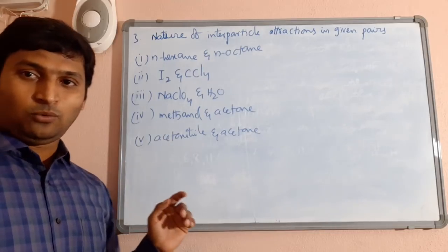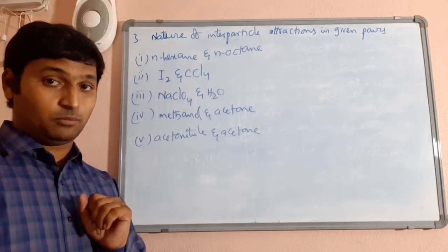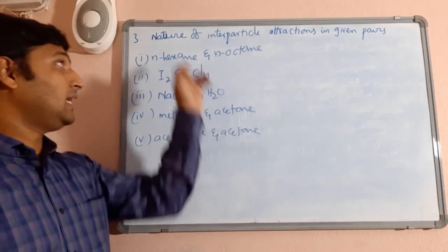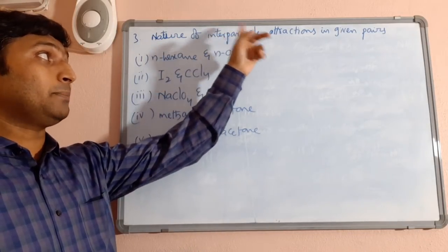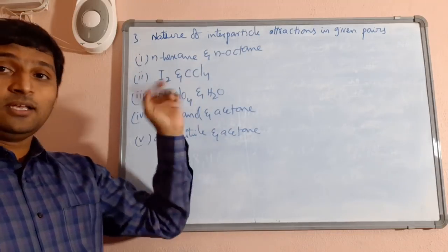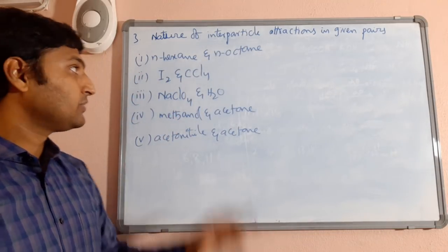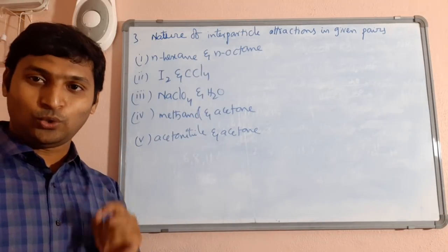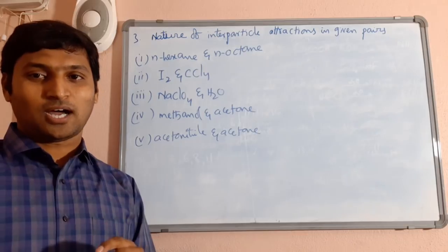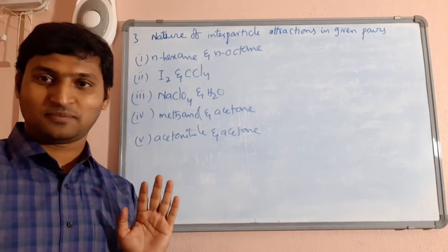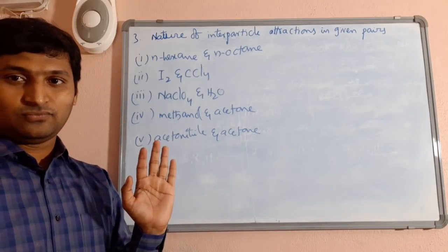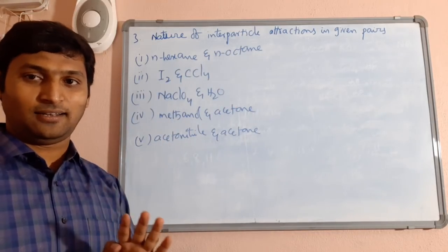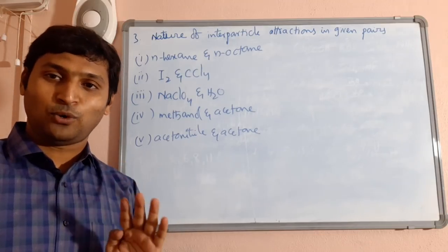In the second question, which is from your NCERT textbook, a set of 5 pairs of substances are given and you are asked what kind of interparticle attractions might be present between the pairs of their molecules. Now, the first one is n-hexane and n-octane. You know very well, all the hydrocarbons are non-polar substances. Hexane, C6H14, octane, C8H18. Both are absolutely non-polar.